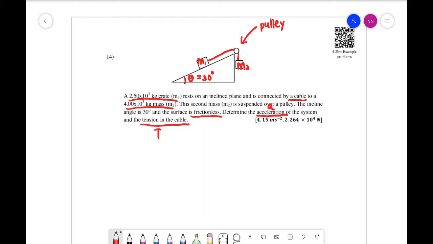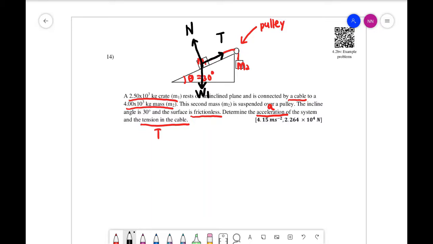So first we have to draw all the forces acting on these two objects. We have two objects, M1 and M2, so we will have two free body diagrams. For M1, it has weight W1, and it is connected to a cable, so it has tension away from M1, and it is on an inclined plane, so it has a normal force at 90 degrees to the inclined plane.